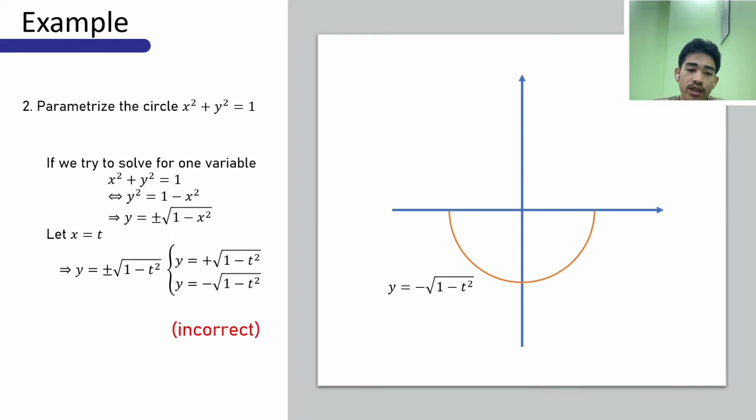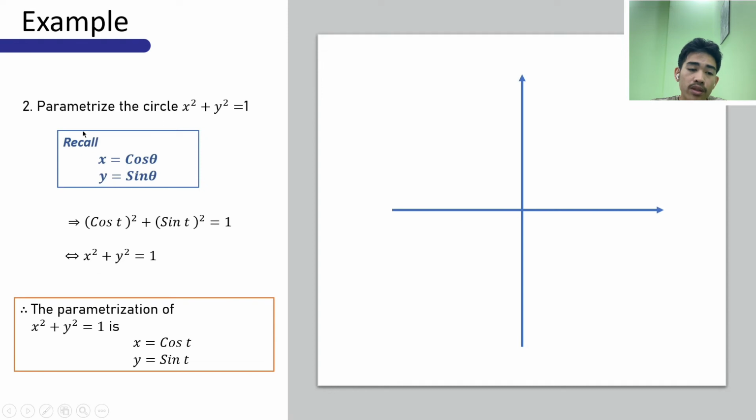The correct way to do it is to remember the trigonometric identity. We know that x equals cos of theta and y equals sine of theta.